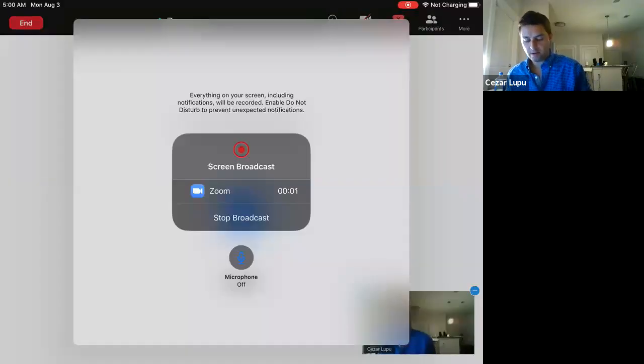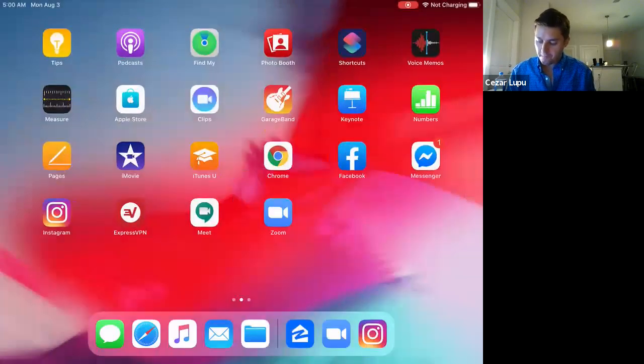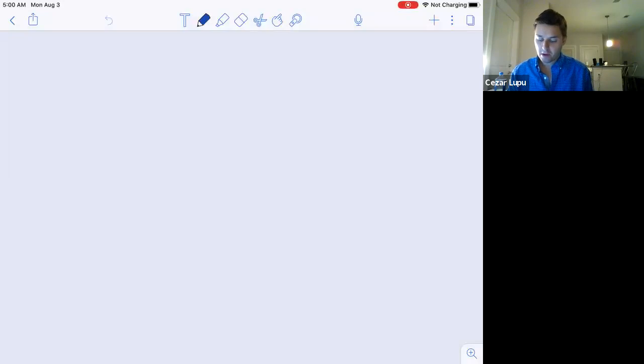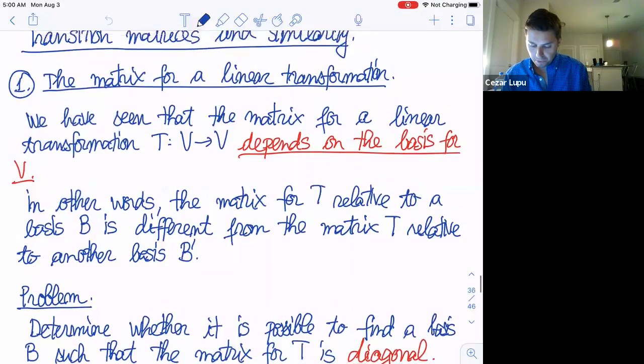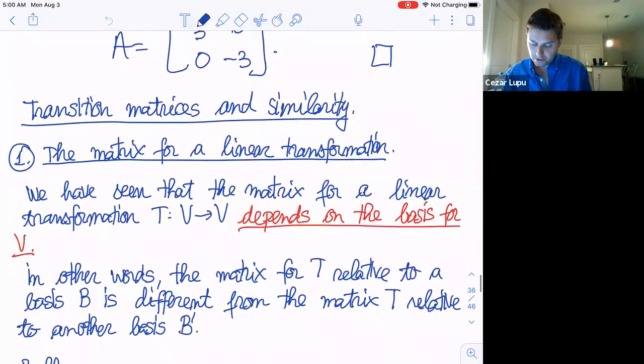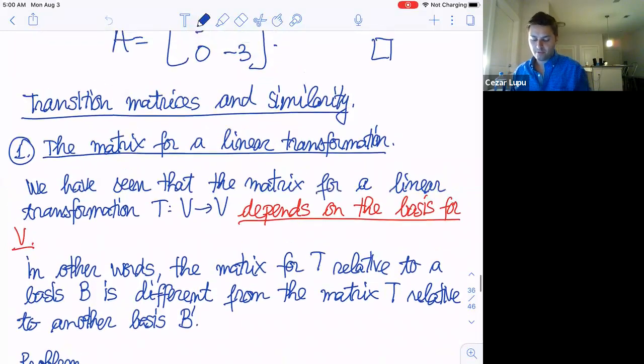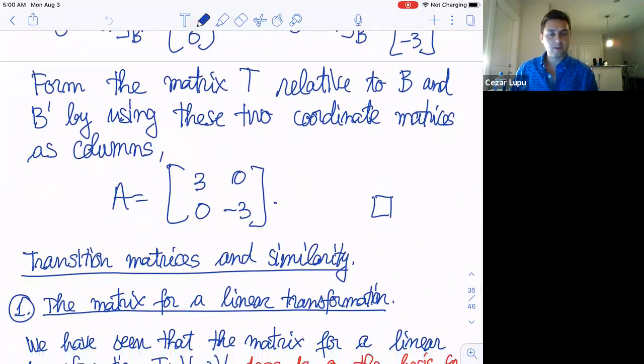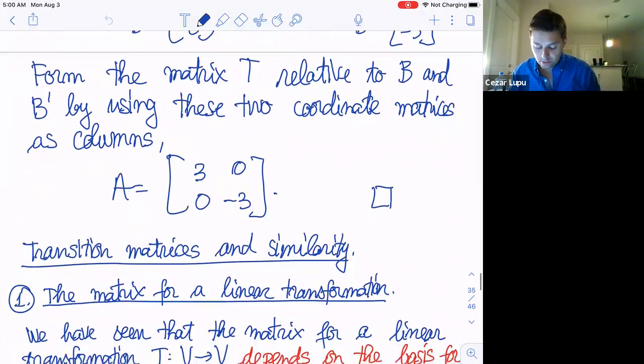We will start with the matrix of a linear transformation. And we will see how things that we learned in chapter 4 about the transition matrices will come into play here. All right. So, like I said, today we'll talk about the transition matrices and similarity. But first, we'll talk about the matrix for a linear transformation.